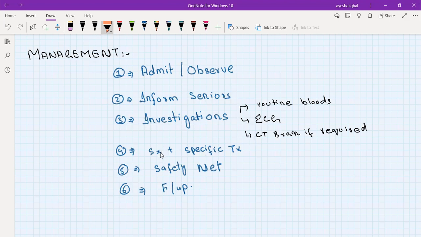Okay. Then symptomatic treatment. For example, if the patient is experiencing headache, or any pain, if he has injured any specific part of the body during the fall, then we will give painkillers. If he's feeling nausea, we will give antiemetic, etc. And specific treatment depending upon the cause of the fall. Then we will safety net, and then we will also arrange follow-up. So this was the general management of fall.